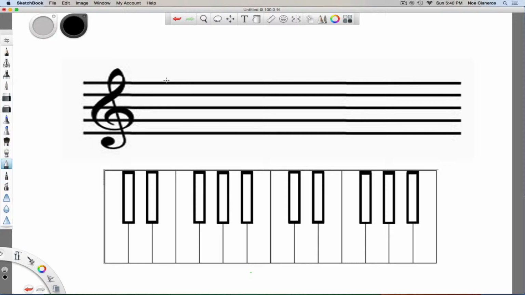Now that we can spell letter names in treble clef and read treble clef music, we are able to learn quite a few instruments: flute, clarinet, saxophone, guitar, piano. So what we want to do now is talk a little bit about the major scale.